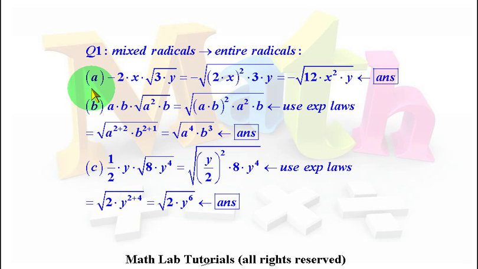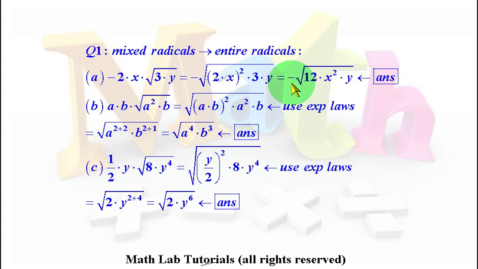Okay, so if we look at question 1a, we have minus 2x square root 3y. The assumption over here is that x is positive, so we're going to leave the minus sign outside. And the assumption here is that y is positive. Otherwise, we have the square root of a negative number here. Okay, so to bring the 2x inside the square root, we have to square it. And then when we use exponent laws, we get minus the square root of 2 squared, which is 4, times 3 is 12. And then we have x to the power 2 times y. And that's the final answer.